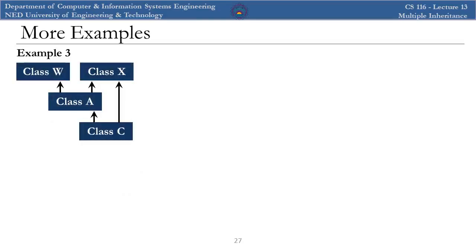This is the third example. It's a little different. Is it a diamond pattern? I don't think it's a diamond pattern, because if you see class C, it has two parents, class A and class X, and then class A has further two parents, W and X. Now here first we'll access class C, then the left parent class A. And from class A's point of view, class W and class X are two independent parents. So after A, W will be accessed and then X will be accessed. And since X has already been accessed, Python won't search it again as the right parent of class C. So this is the order, and this will work, right?